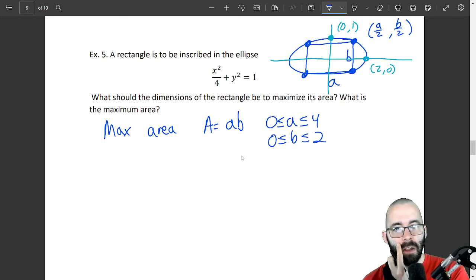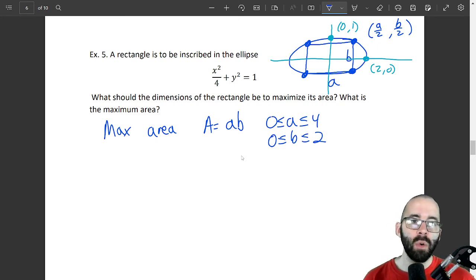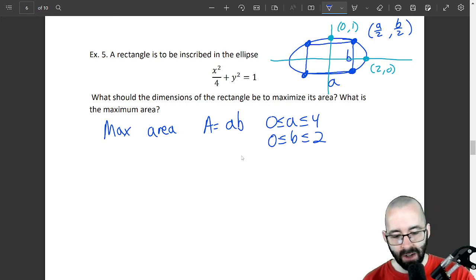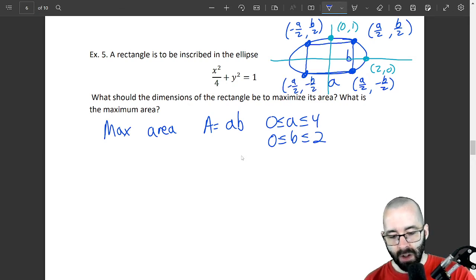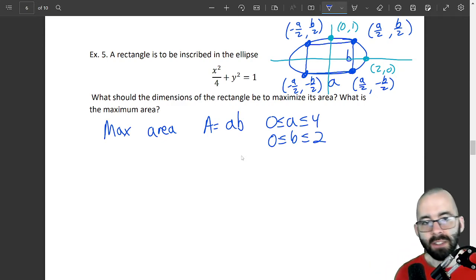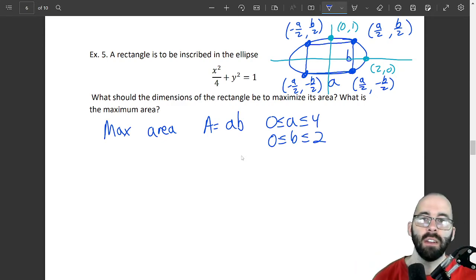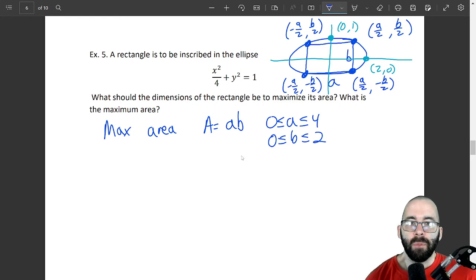All right. So any coordinate, any one of these points, and similarly, this point down here would be a over 2, negative b over 2. This would be negative a over 2, b over 2, and so on, right? So we do know all the points on this rectangle. So the point a over 2, b over 2 has to be on the ellipse.